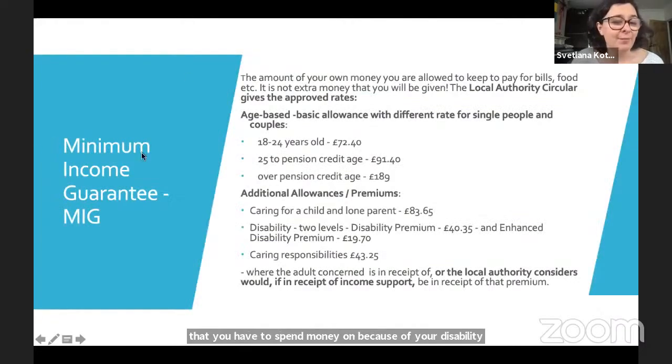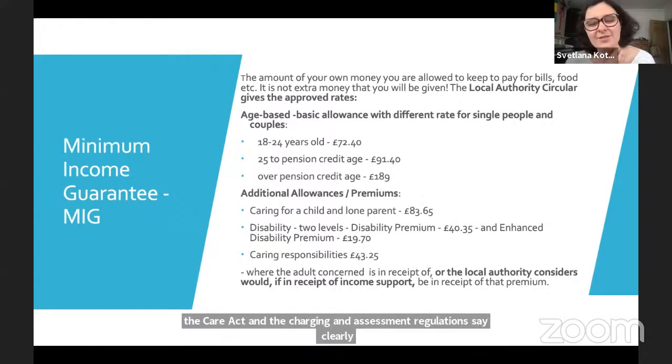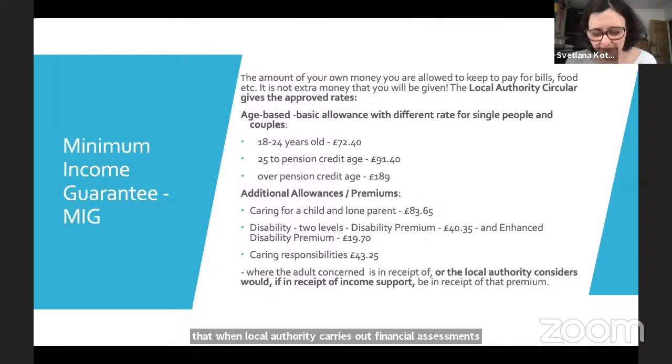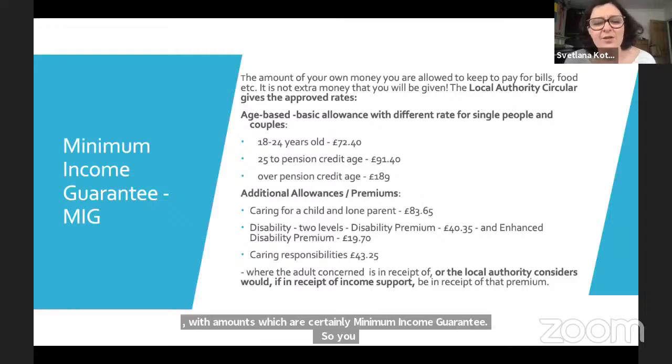So this is the minimum income guarantee. The Care Act and the charging and assessment regulations say clearly that when the local authority carries out financial assessments, they should leave people with minimum income, with amounts which are set in the minimum income guarantee. You will see that those amounts do differ depending on age, and they consist of several things.